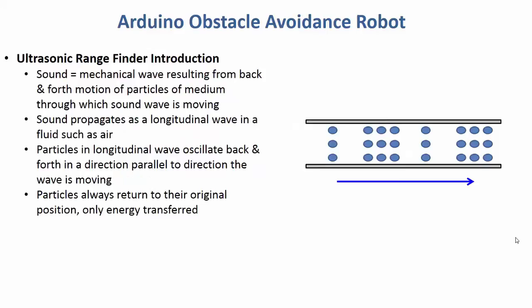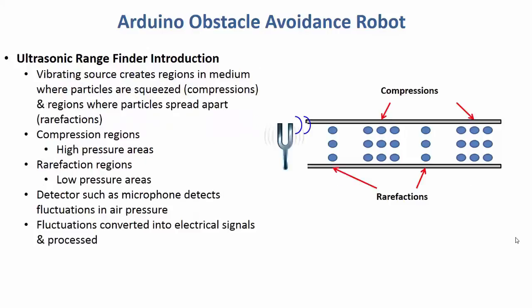Now we can define sound as a mechanical wave that results from the back and forth motion of particles of a medium through which the sound wave is moving. Now sound will generally propagate as a longitudinal wave in a fluid, such as air, and the particles in this longitudinal wave will oscillate back and forth in a direction that's parallel to the direction the wave is moving. Now the particles always return to their original position, and it's only the energy that's actually transferred.